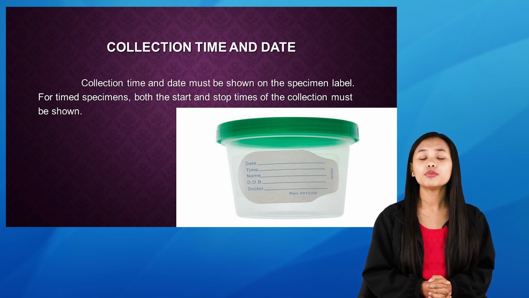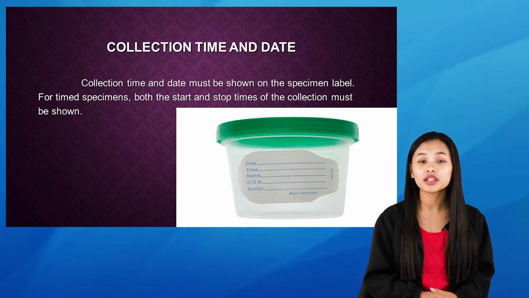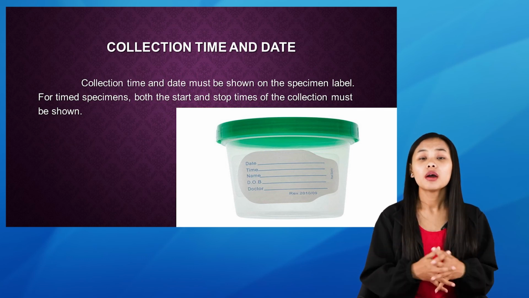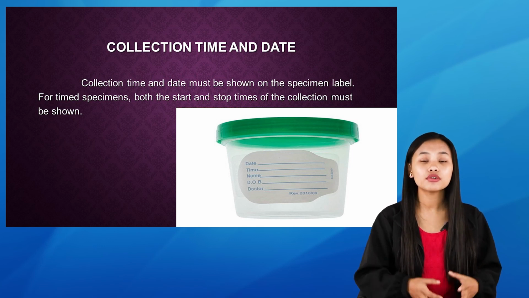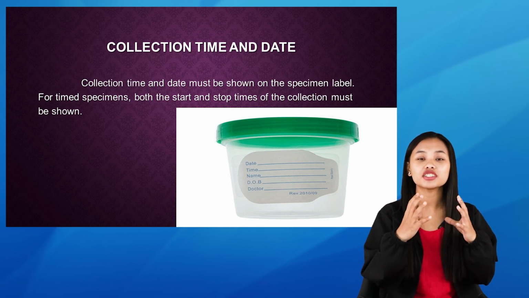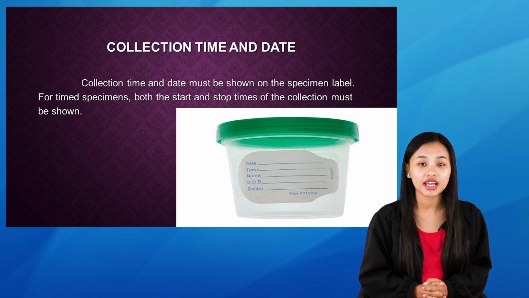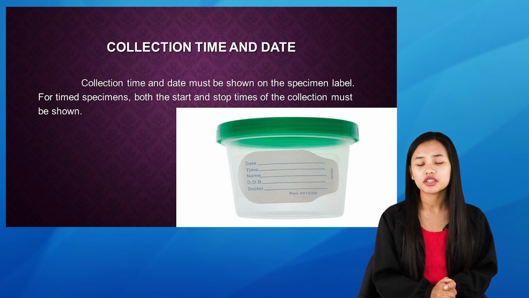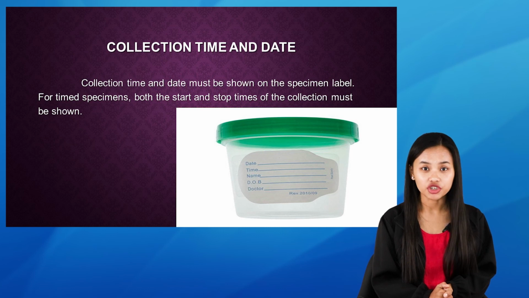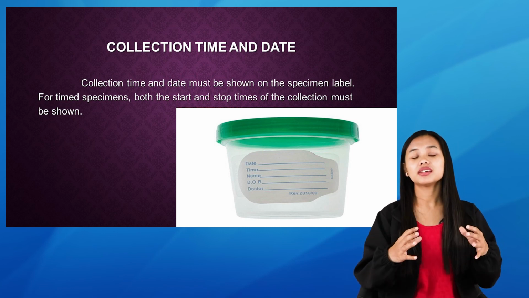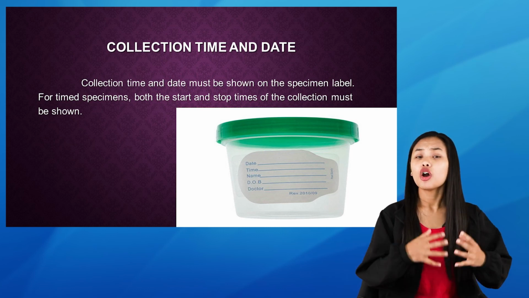So here you must make sure that you correctly label the time and date as well, because this will give a clear idea when was this urine collected, as well as at what point of time it was collected. Not only that, but this will also include the name of the patient. As we know, in this container, the name of the patient will be mentioned.